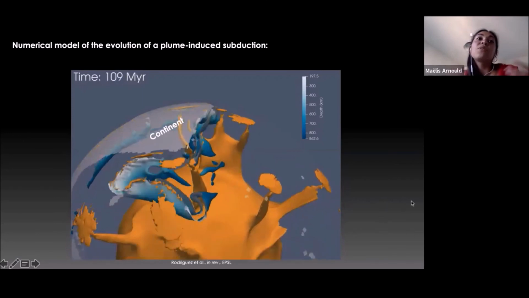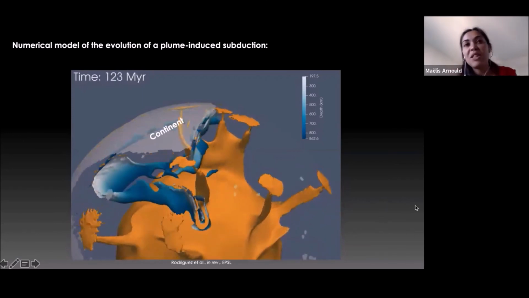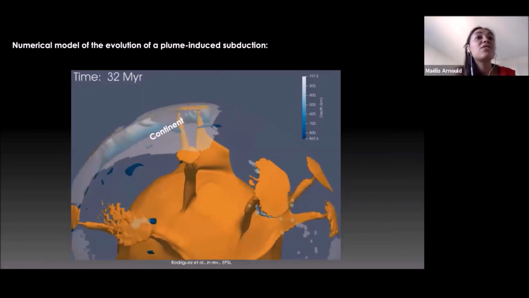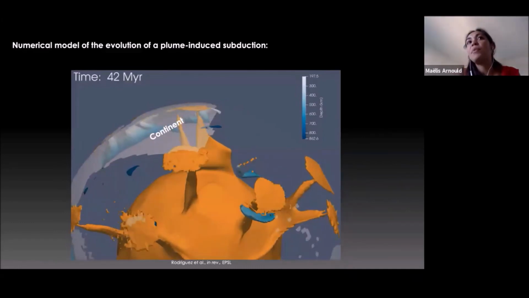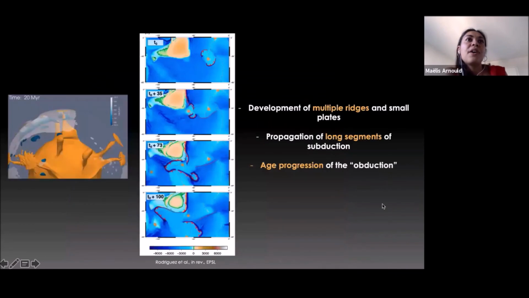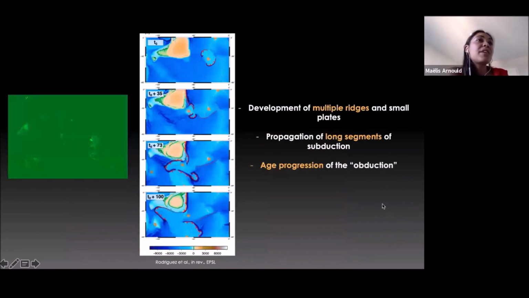And also depending on the conjugation of specific factors, as shown by others, such as the plume buoyancy flux, the nature of the lithosphere above the plume, and the ambient lithospheric stresses. And so if we decompose the tectonic history associated with the different stages of the sequence that you just saw, we can observe the development of multiple ridges and small plates. So this is just a few time steps of this evolution.